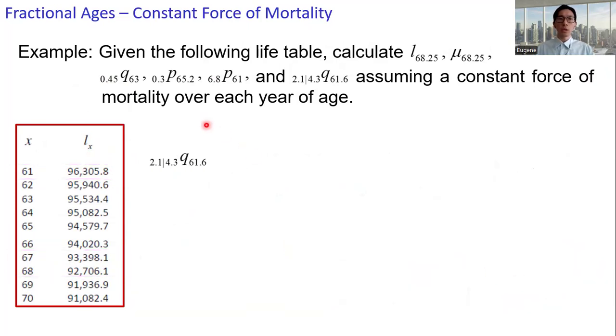The last one, 2.1|4.3 q_61.6. Express this as 2.1 p_61.6 minus 6.4 p_61.6. And then the first term, the individual currently at age 61.6, this is the probability that this individual will survive beyond age 63.7. This is the expression, and then similarly for the second term.